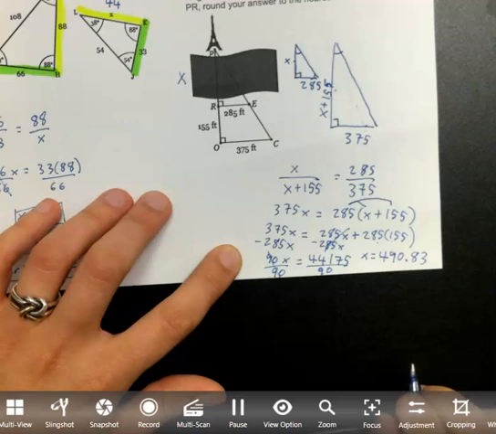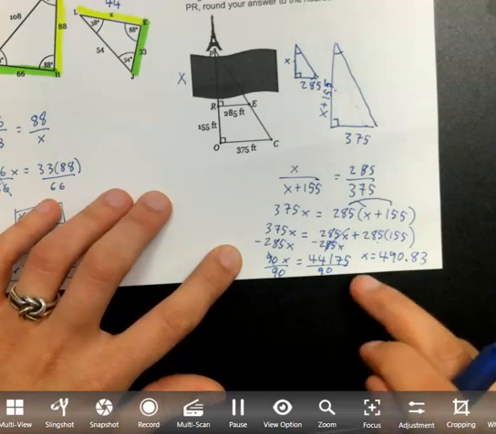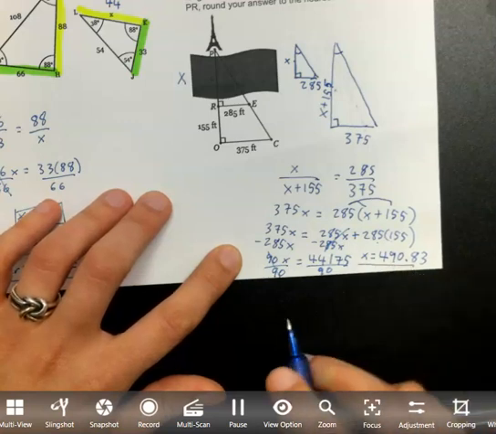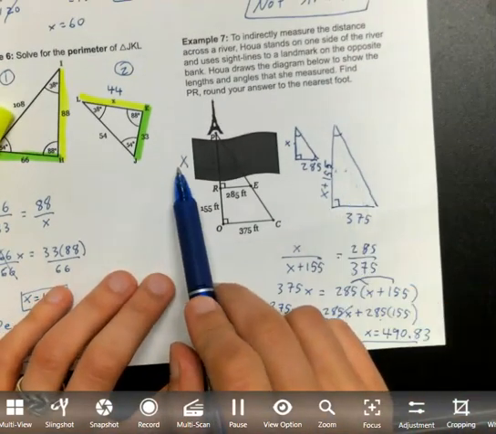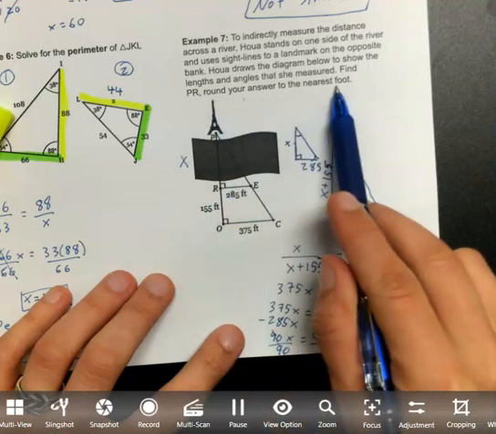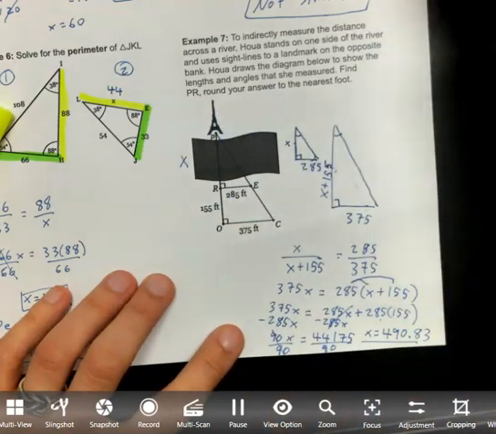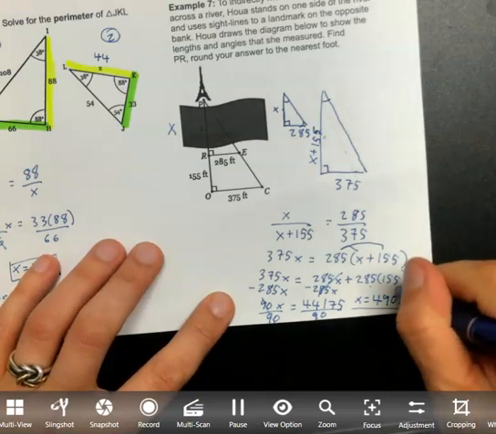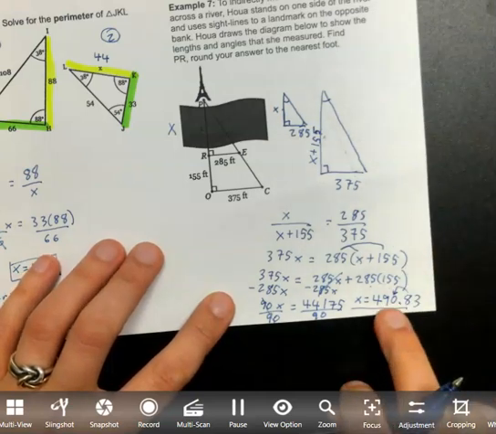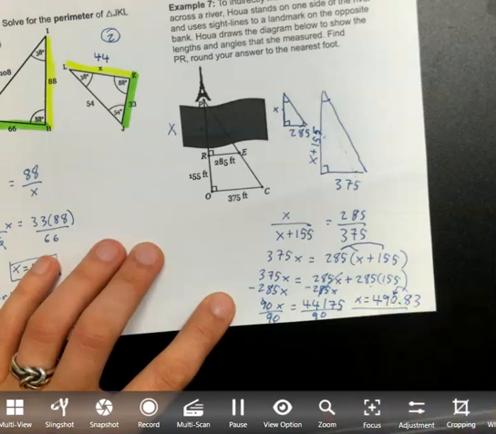Done, right? No, not done. Why? I still have to go back and check to see what did they actually ask for. They asked for x, yes, but they asked for x rounded to the nearest foot. Nearest foot means whole number. All right, so how do I round to a whole number? Well, this is my whole number where the 0 is. Does the 8 push that 0 up?